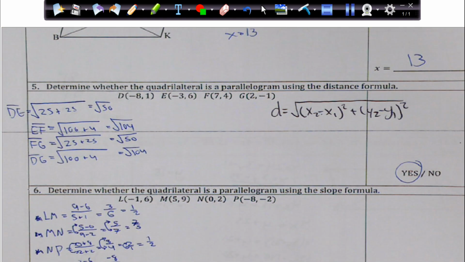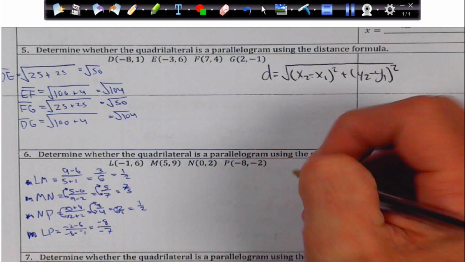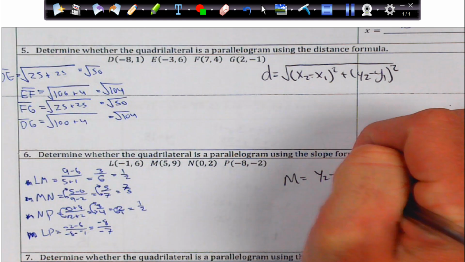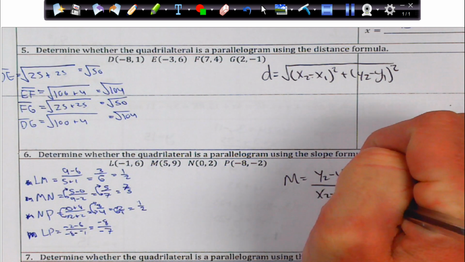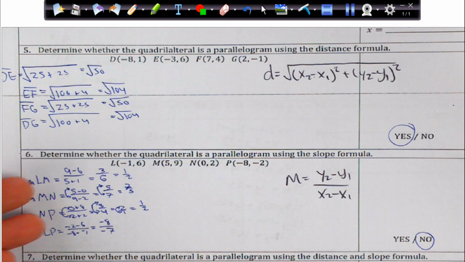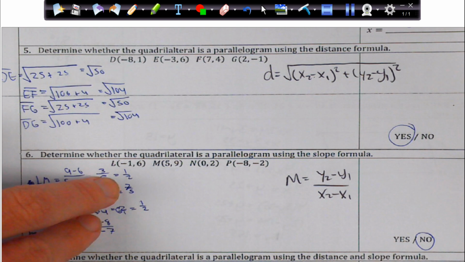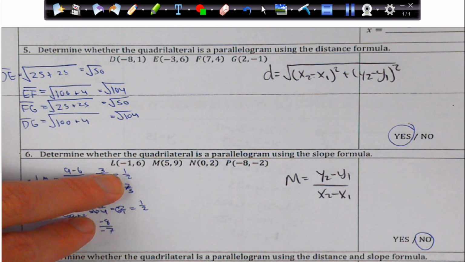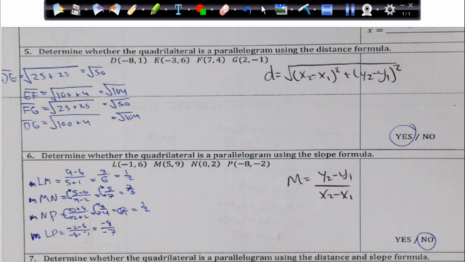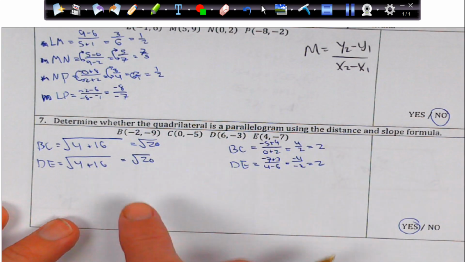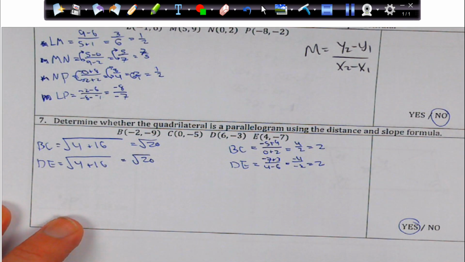The next question says using slopes. So our slope formula is y2 minus y1 over x2 minus x1. And if we run through all the different slopes, opposite sides should be parallel, which means we have two sets of congruent slopes. And see, we have two right here, 1/2 and 1/2, so those are parallel. But then we get 7 over 5 and negative 8 over 7, not parallel, so we would say this is not a parallelogram.